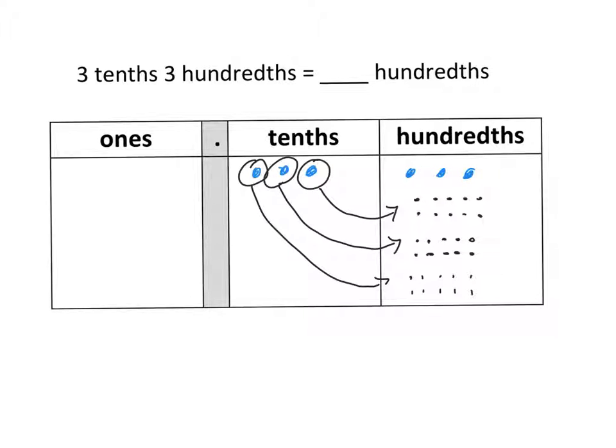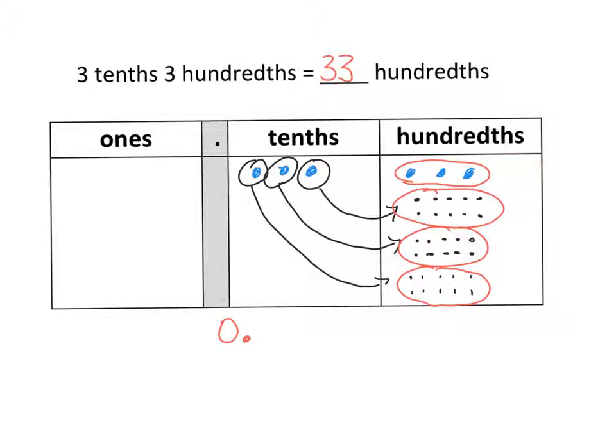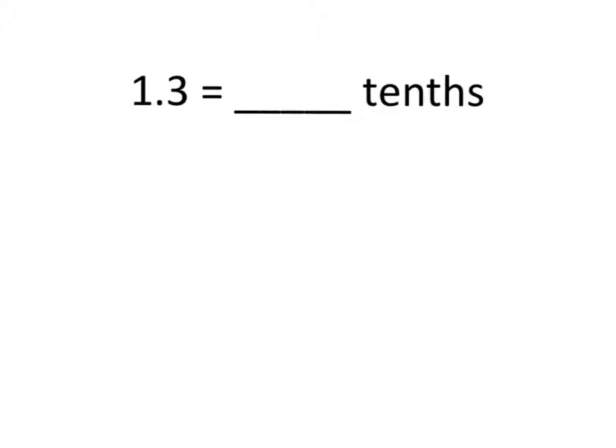So how many hundredths do we have? Well, let's see. We have 10, 20, 30, and then 33. So we've got 33 hundredths, which looks like 0, no holes, decimal point, 3 in the tenths, and 3 in the hundredths. 33, because that last 3 is in the hundredths place. 33 hundredths.